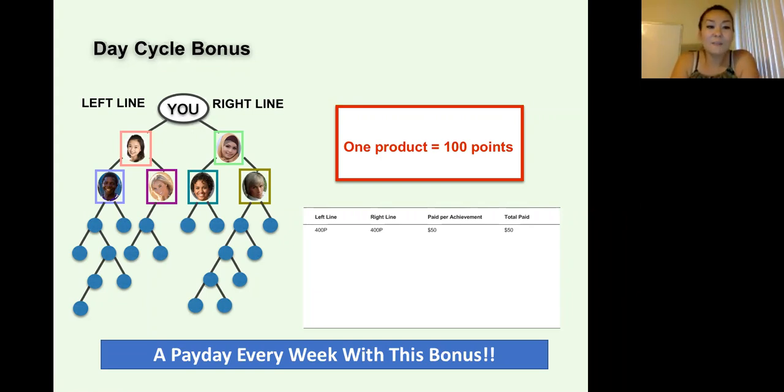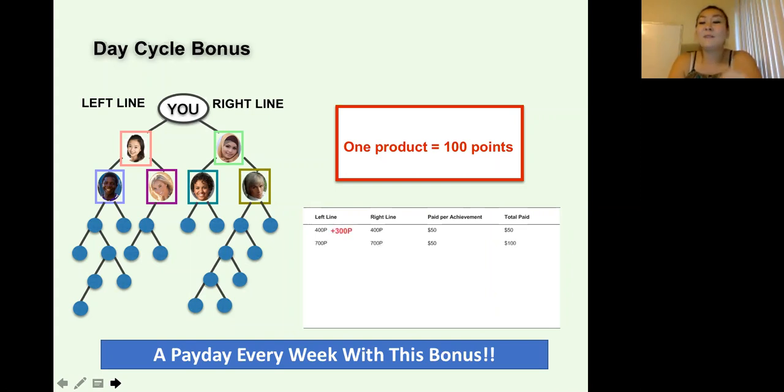When you have 4 people on your left side and 4 people on your right side buying the products, 1 product every month, you have 400 points in total for the month generated from the left side and then the right side. Okay, so you accumulate 400 points on the left side and the right side for that month, and you get paid $50 for that month.